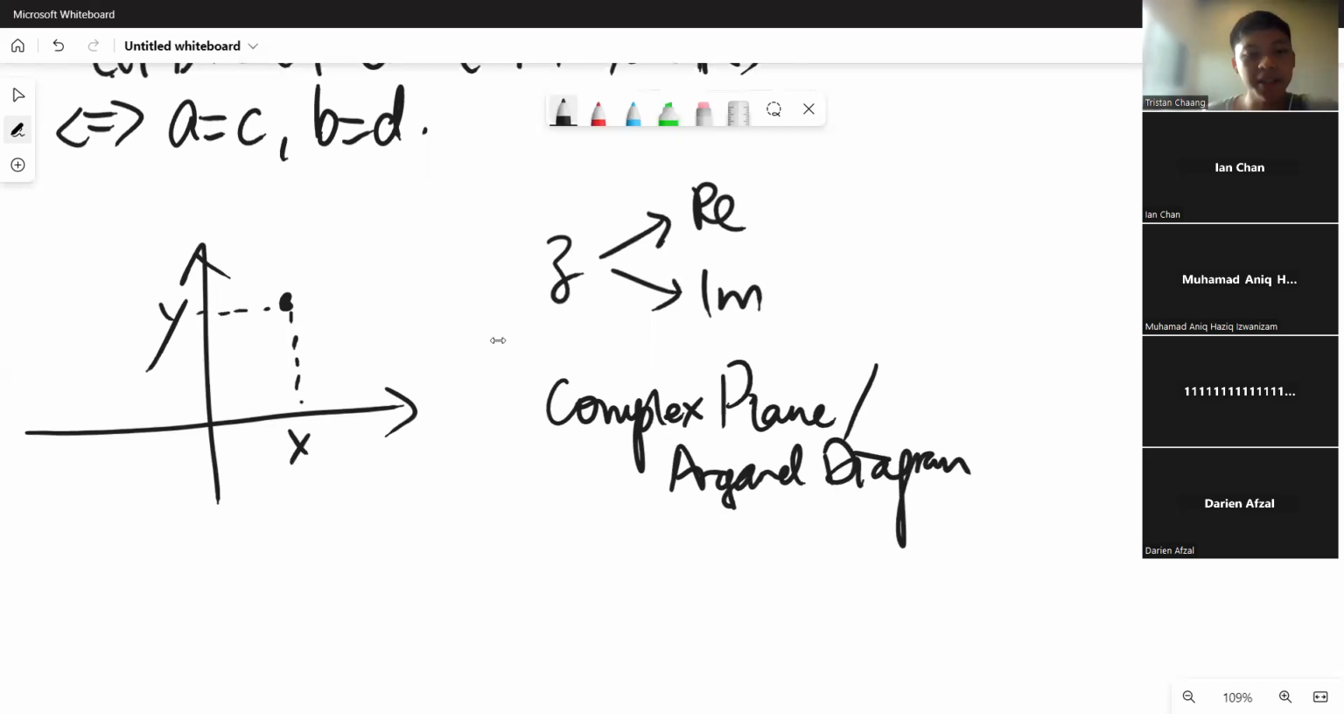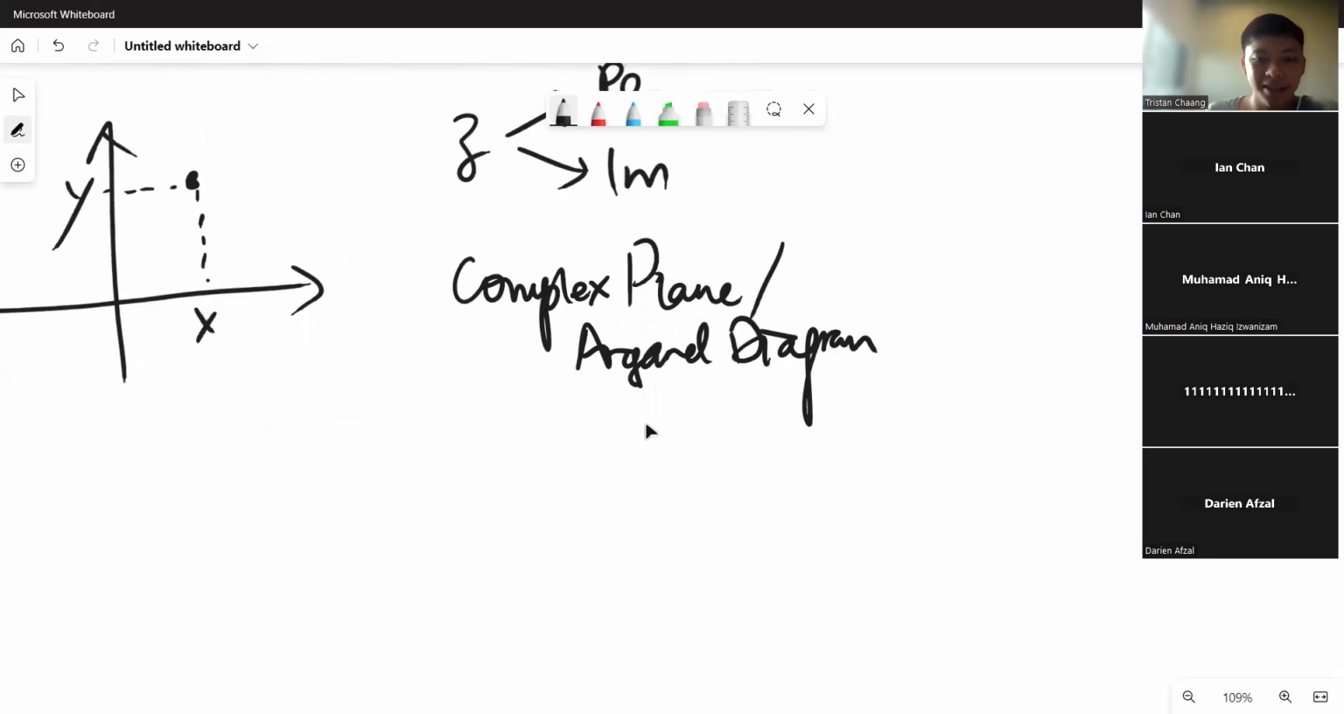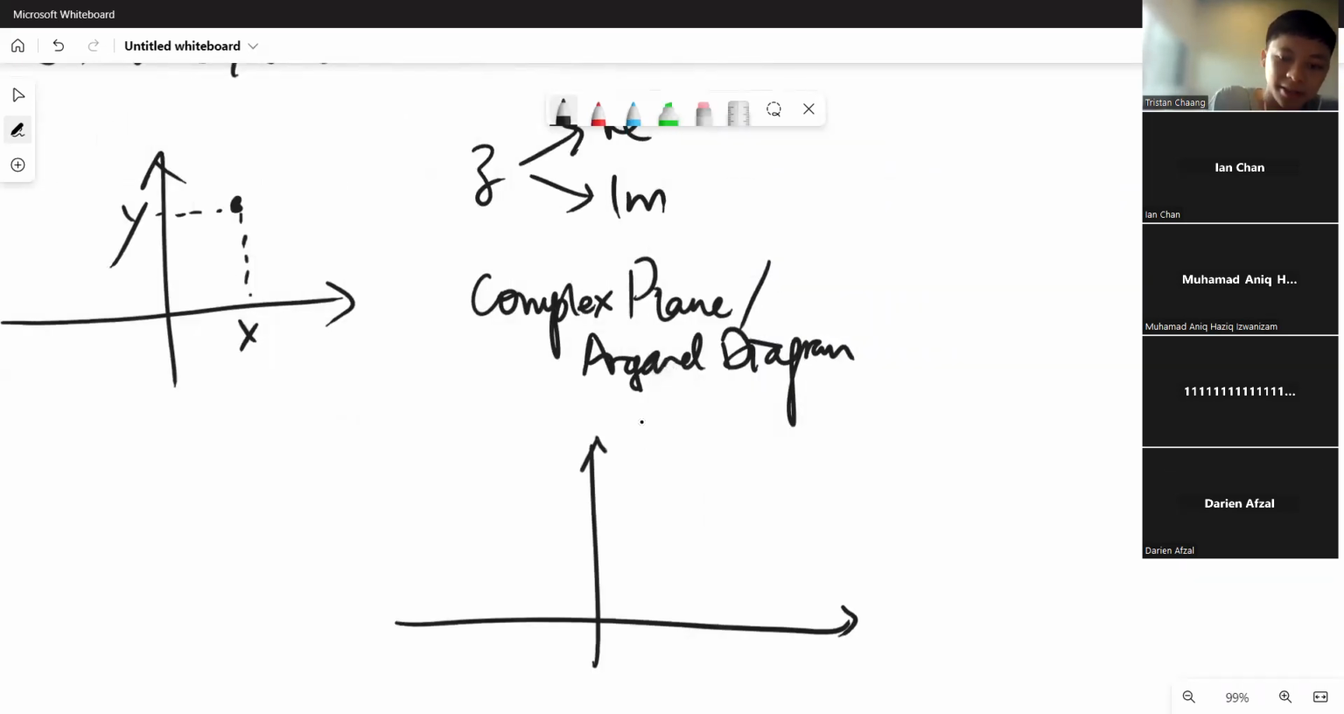So the complex plane is just a plane where you label the horizontal axis as the real axis instead of the x-axis, and the vertical axis as the imaginary axis instead of the y-axis. So if we have 2 here and we have 1 here, then this point would represent the number 2 plus i, for example. And well, that's basically the whole thing.